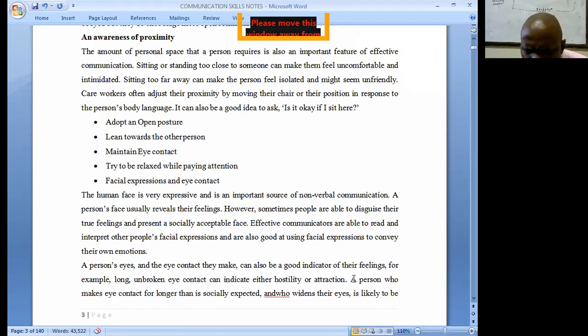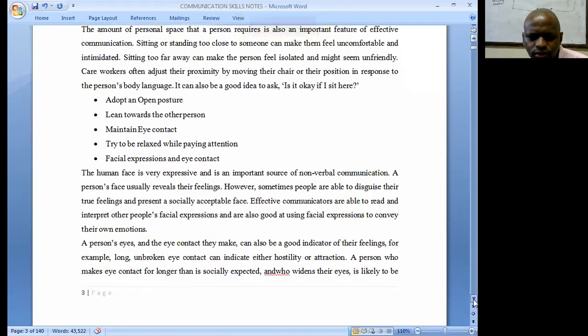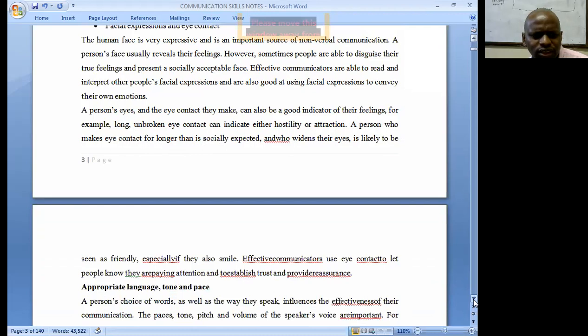Yes, a person who makes eye contact for longer than is socially expected and who widens their eyes is likely to be seen as friendly, especially if they smile. So sometimes the eye contact can also mislead you. You might think the person is okay, or happy, but that person maybe is sad.